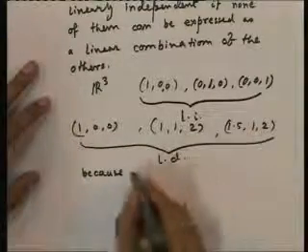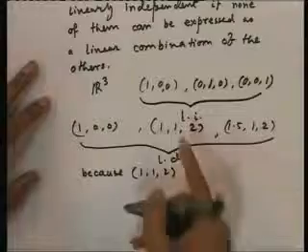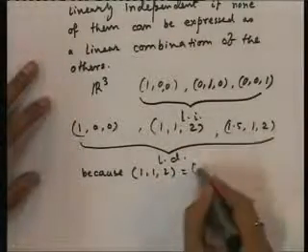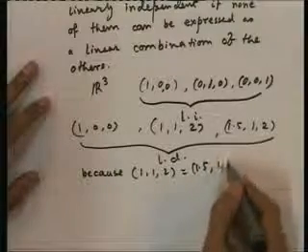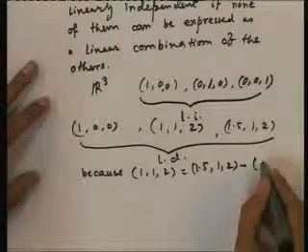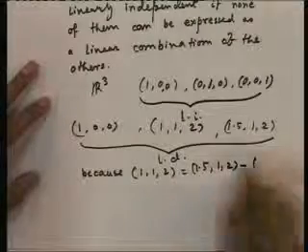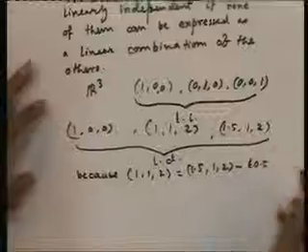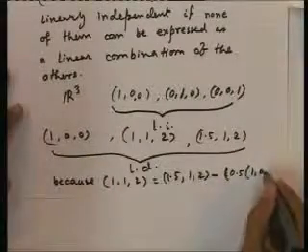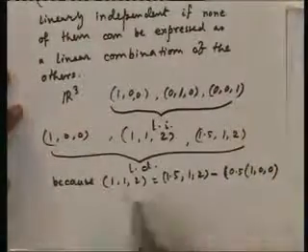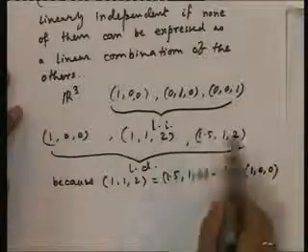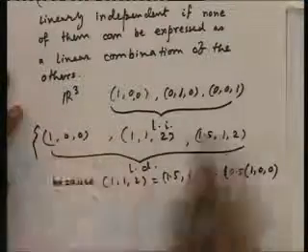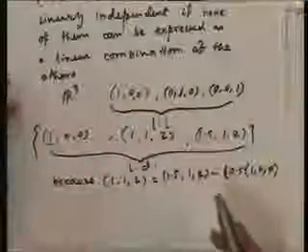So let us just write that. 1 1 2, this vector, is nothing but this vector 1.5 1 2 minus half times this vector. So this vector is a linear combination of these two vectors. So this set of vectors is not linearly independent, they are linearly dependent.